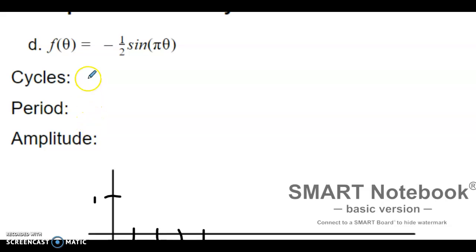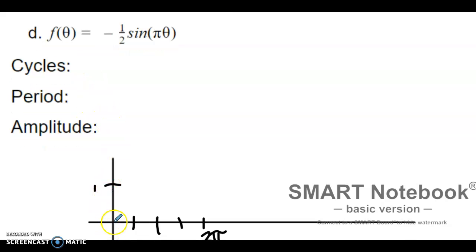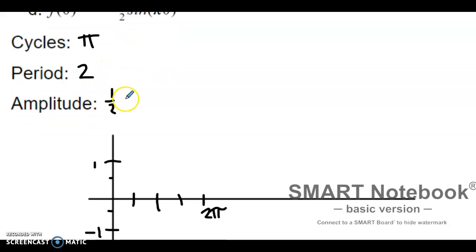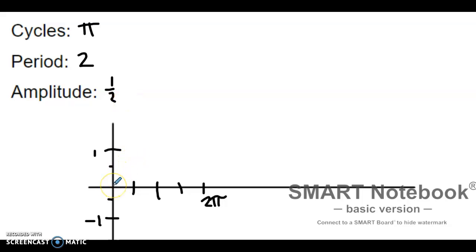Okay, next one. Because it's negative, we know we're going to go down. The amplitude is 1/2, so we're going to be halfway between, about right there and there. The cycle is pi, and the period would be 2 pi divided by pi, which is just 2. So we're going to go down, and we're just going to go halfway. And one cycle is going to be 2 pi.